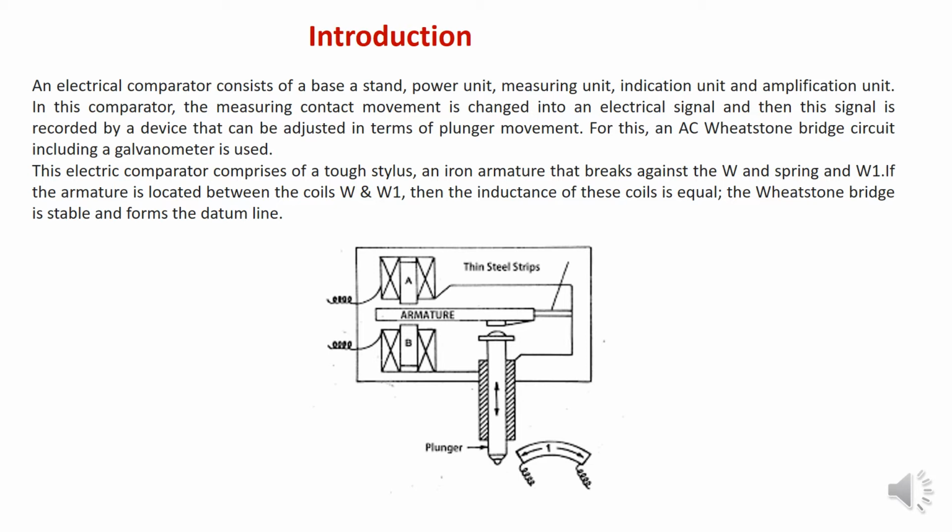This electrical comparator comprises a tough stylus, an iron armature that bears against the tungsten, a spring, and coils W1 and W2. If the armature is located between the coils W1 and W2, then the inductance of the coils is equal. The Wheatstone bridge is stable and forms the datum line.